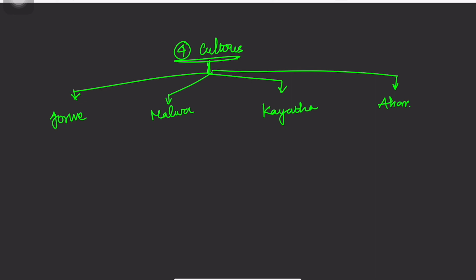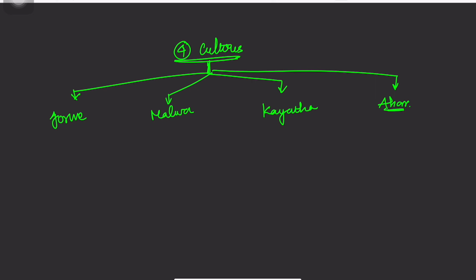You just can remember Jorwe culture was related to Maharashtra area. Malwa culture, obviously Madhya Pradesh. Kayata culture, you have the Kayata region of Kali Sindh, Narmada, Tapi. Then Ahar, it was obviously related to Rajasthan.